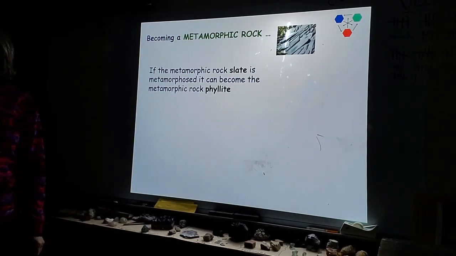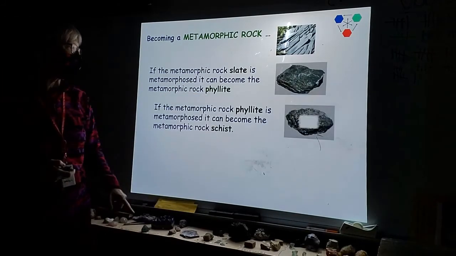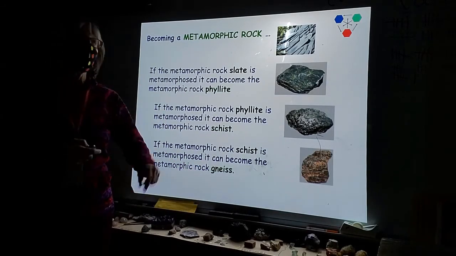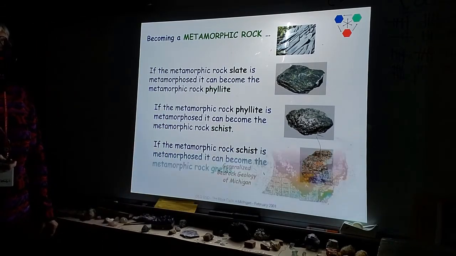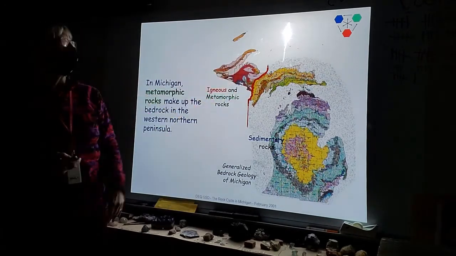Can metamorphic rocks become metamorphic rocks? Yes. Sure. Slate can become phyllite. Phyllite can become schist. Schist can even become gneiss again. Kind of crazy. Talk about a cyclical, huh? Big cycle. And again, igneous and metamorphic rocks are up here in the western half of the Upper Peninsula.